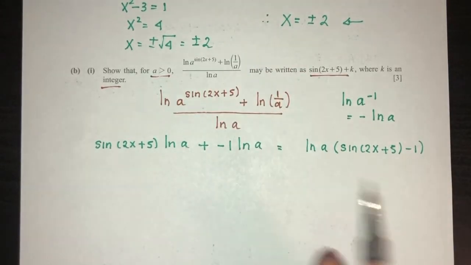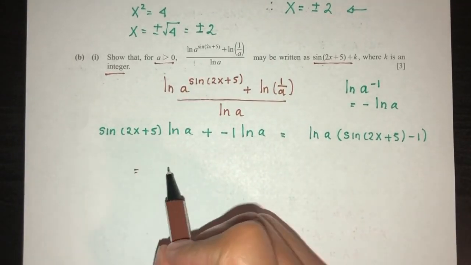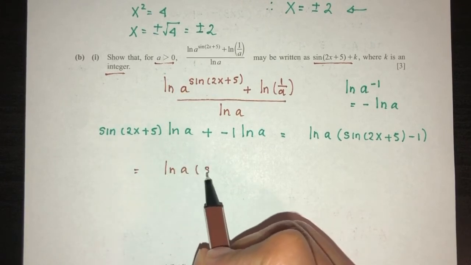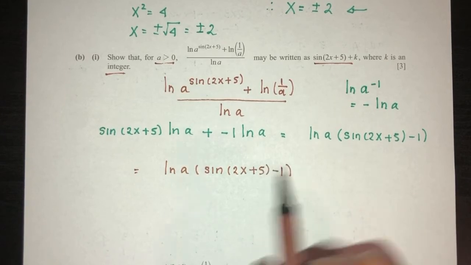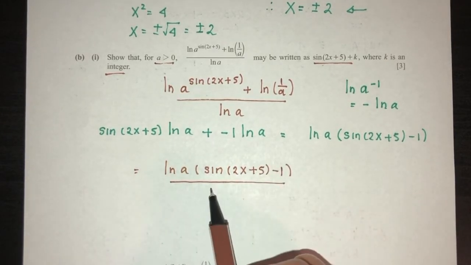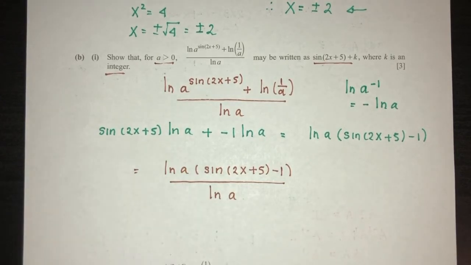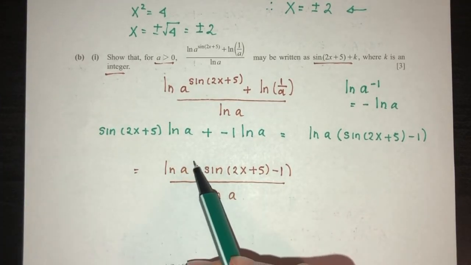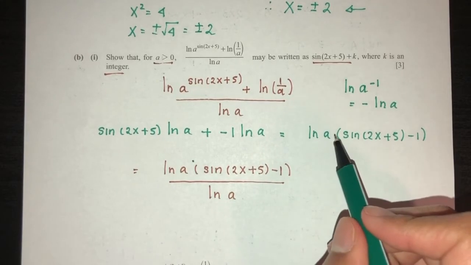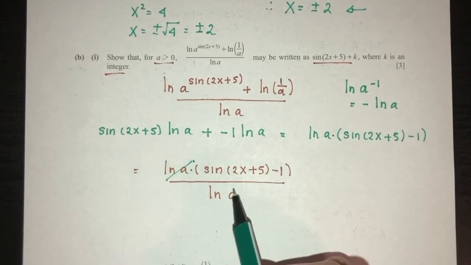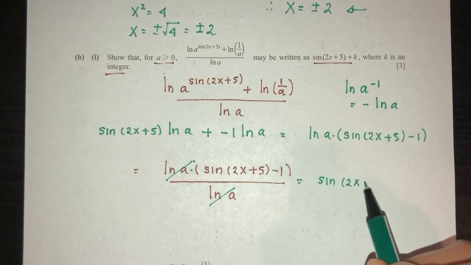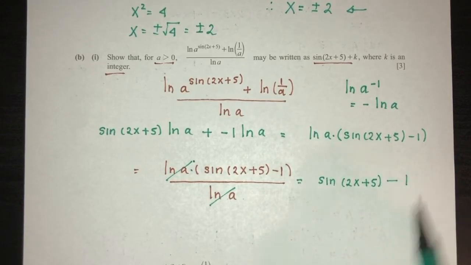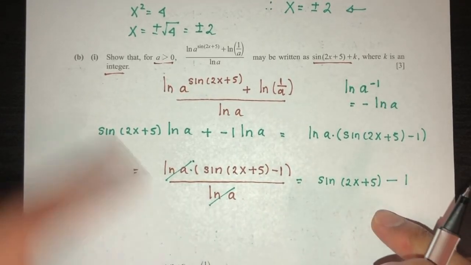So replace back in the fraction. The top becomes ln a times sine 2x plus 5 minus 1, all divided by ln a. Now, as you can see, these two ln a factorize and cancel out. You will have sine 2x plus 5 minus 1, where k is minus 1. Okay, so that is your answer for part B.